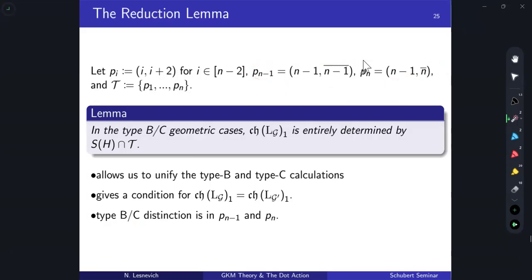I do want to mention that the type BC distinction is specifically with these last two. Type B and type C have different root posets, and so I'm allowed to have one of these and not the other, specifically in type B or type C. So there are some choices to be made here where that difference is actually readable.